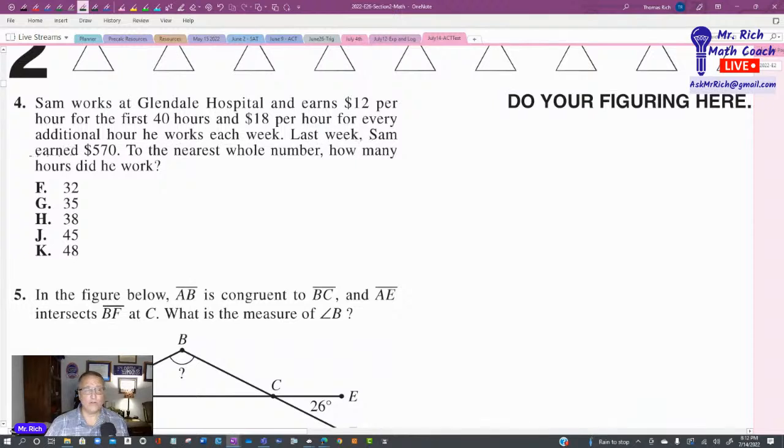Last week, Sam earned $570. To the nearest whole number, how many hours did he work? Well, I'm going to kind of work this backwards. I'm going to take 40 times 12, which is 480.